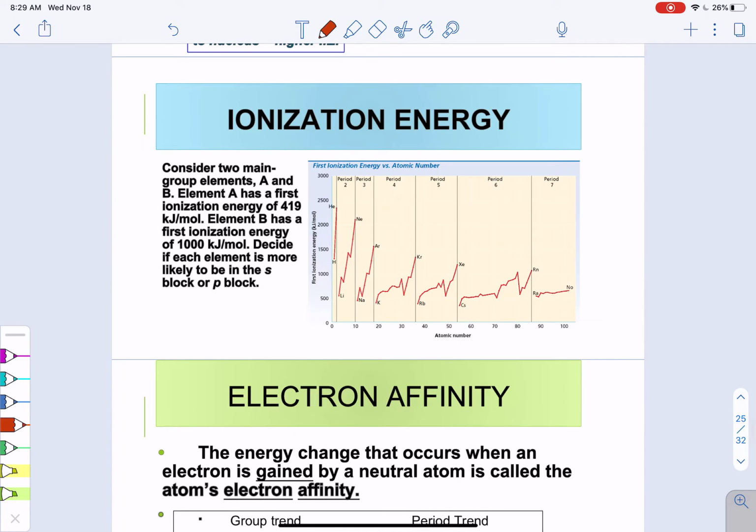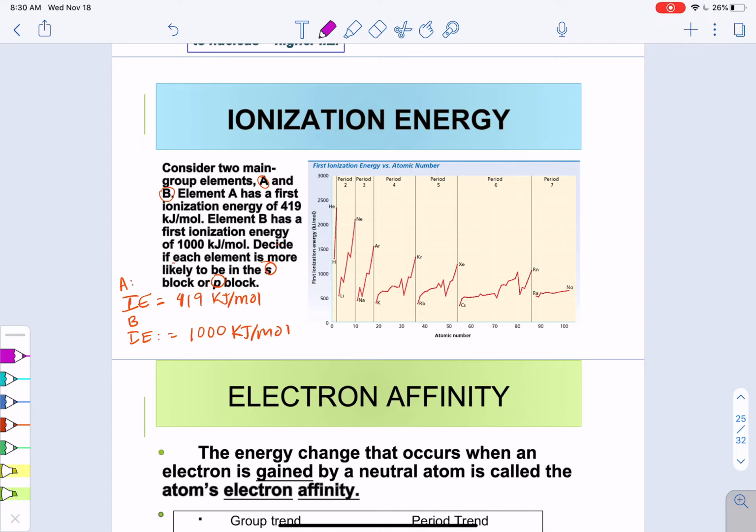Okay, it says consider two main group elements, A and B. Element A has a first ionization energy of 419 kilojoules per mole. And B has an ionization energy of 1,000 kilojoules per mole. It says decide if each element is more likely to be in the S or the P block. So which one's in the S, which one's in the P block?